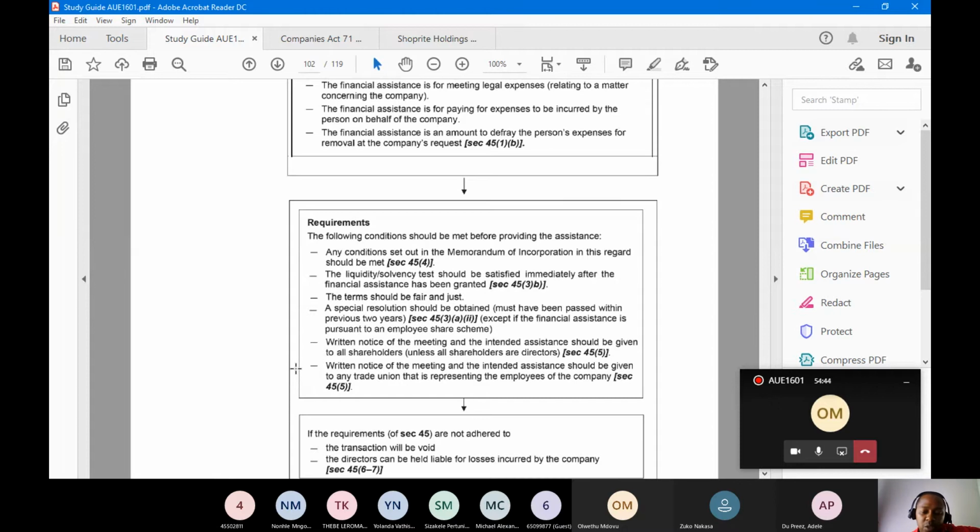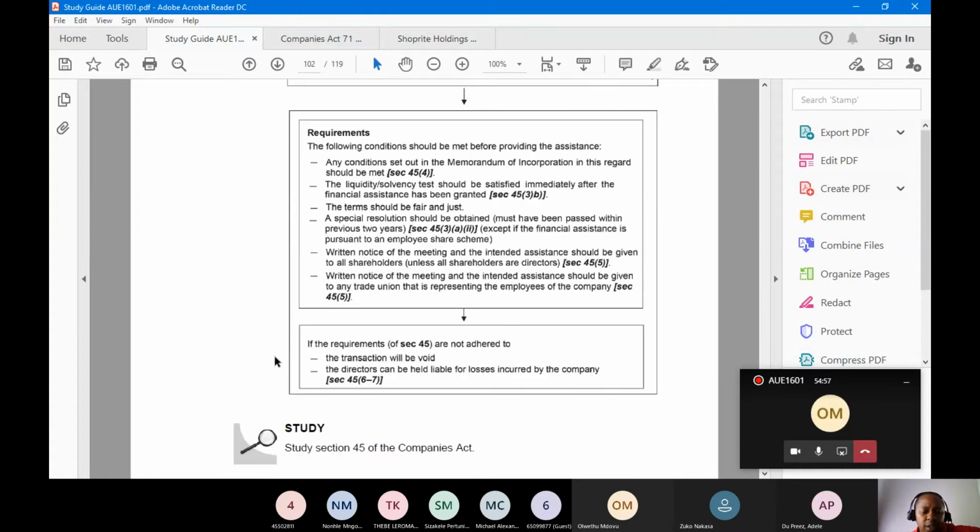This is also just to make sure that it's in line with the mandate of the company, and also not sidestepping any trade union agreements that the company would have with the trade union. Then what should happen if these requirements are not adhered to, the same as financial assistance to directors? The transaction will be void and the directors can be held liable for losses incurred by the company.